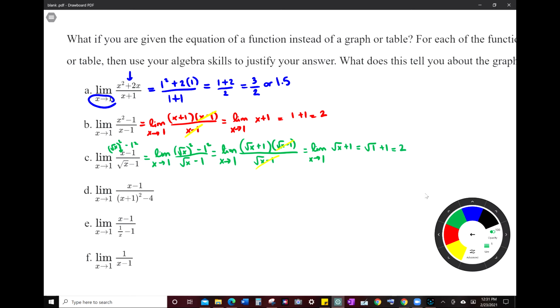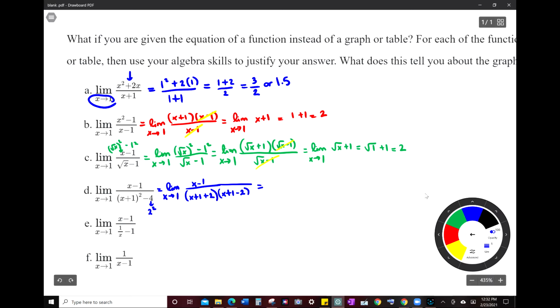Alright, so we keep going. D. Same issue, so therefore we need to simplify it. So we have the limit as x approaches 1 of x minus 1, and the bottom part, we can do it as 4 means 2 squared. So we can do x plus 1 plus 2, and then x plus 1 minus 2, like this. Okay, we apply the difference of squares formula again.